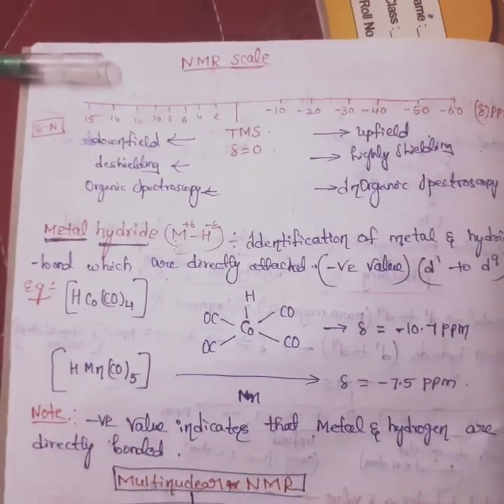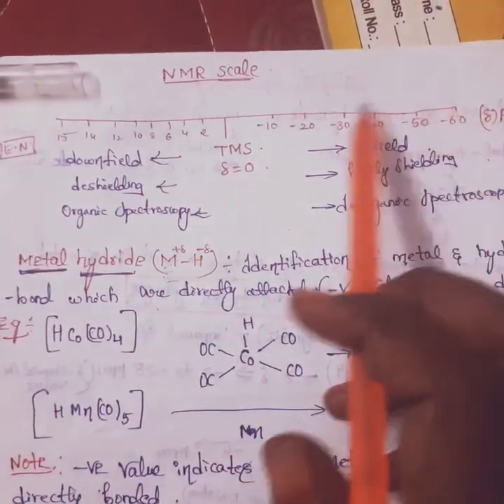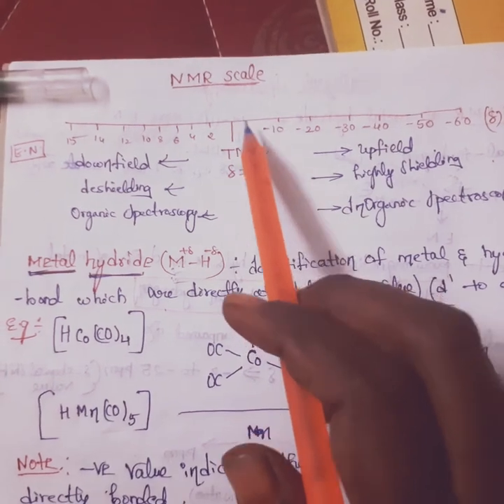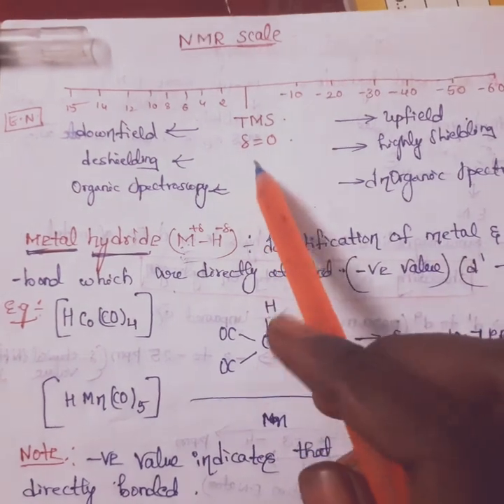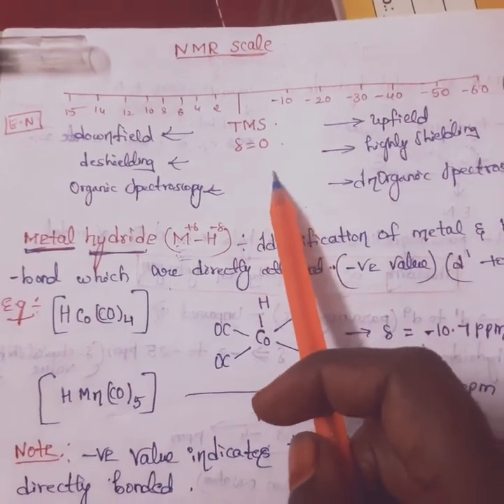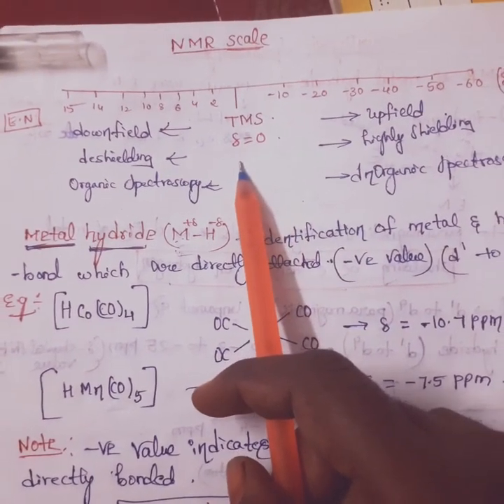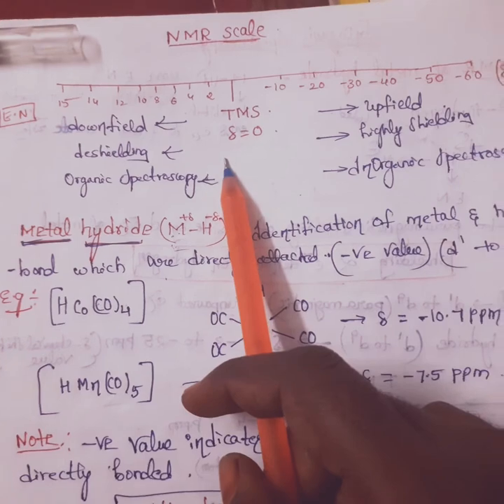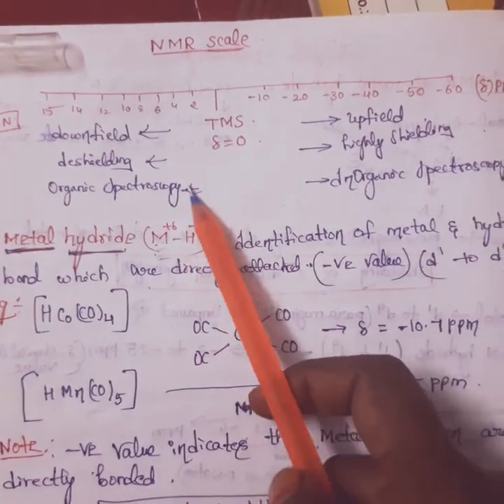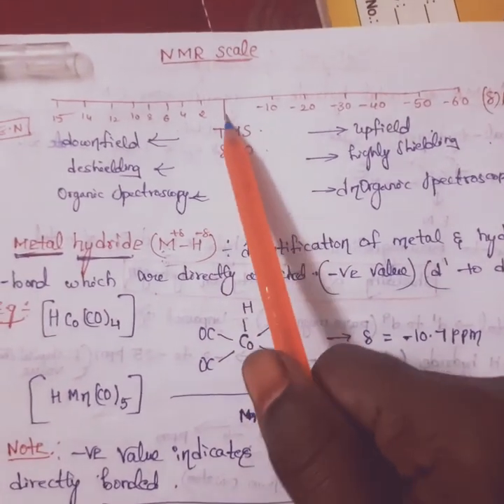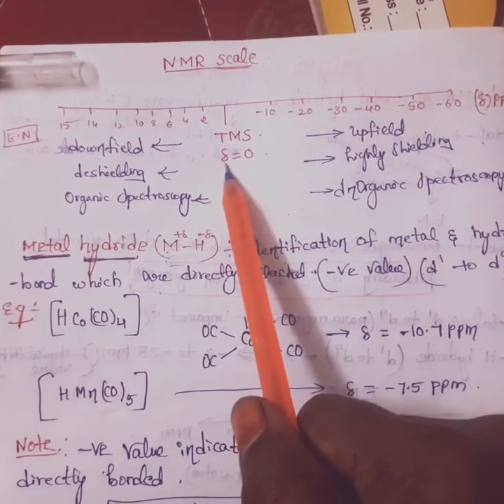Now let us see the NMR scale. We know that in the NMR scale, for the standard or reference, we usually take tetramethylsilane, and its chemical shift value is 0. I have already discussed this scale in my previous class. I just want to add a few most important points regarding this scale, that's why I am repeating this. This is the standard, tetramethylsilane, and its chemical shift value is 0.